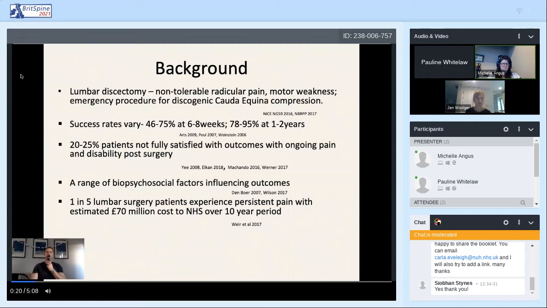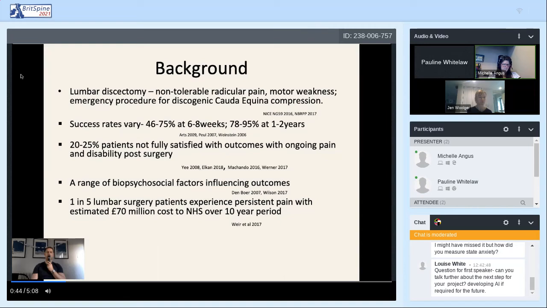Back pain is a significant problem worldwide. Sciatic pain is a subset of this. There is evidence to support lumbar discectomy surgery where lumbar radiculopathy is not improving. Most report improvement with surgery. However, 20 to 25% of patients are not fully satisfied with their outcome. Anything we as clinicians can do to improve this pathway for this patient group is obviously beneficial.